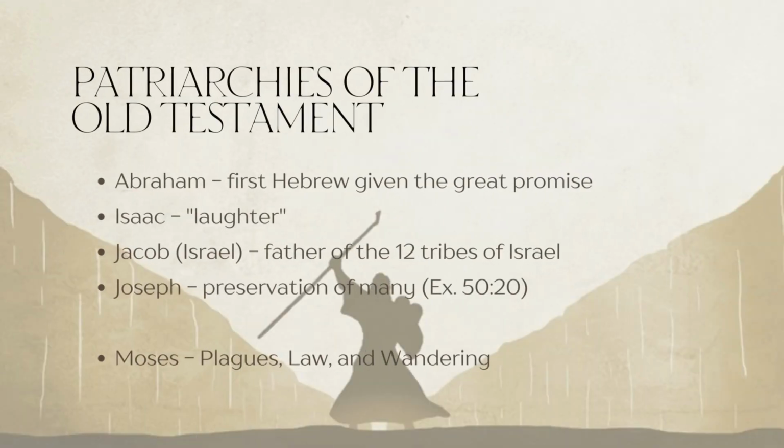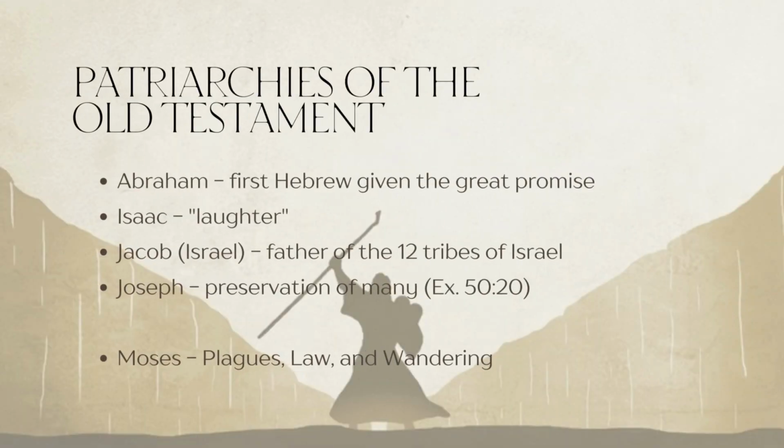Next, we have the great patriarchs of the Old Testament, beginning with Abraham, who was the first to receive the great promise that his descendants would outnumber the stars of the sky, and he would be the father of many nations. Then we have Isaac, who is the famous child that Abraham took up the mountain to offer as a sacrifice to God when God graciously intervened and provided a ram. His name also means laughter because Sarah, his mother, laughed when she heard that she was going to bear a son due to her old age.